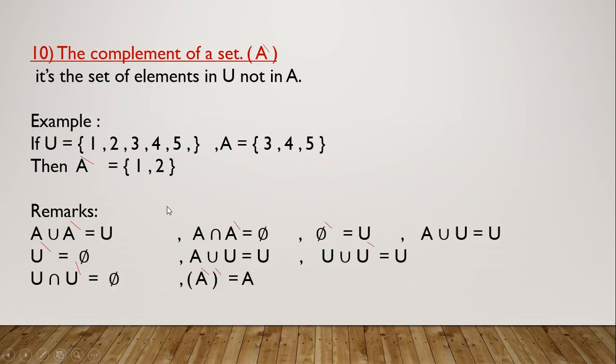Now the remarks: A union A dash equals universal. A intersect A dash equals phi. Phi dash equals universal. A union universal equals universal. Universal dash equals phi. Universal union universal dash equals universal. Universal intersect universal dash equals phi.